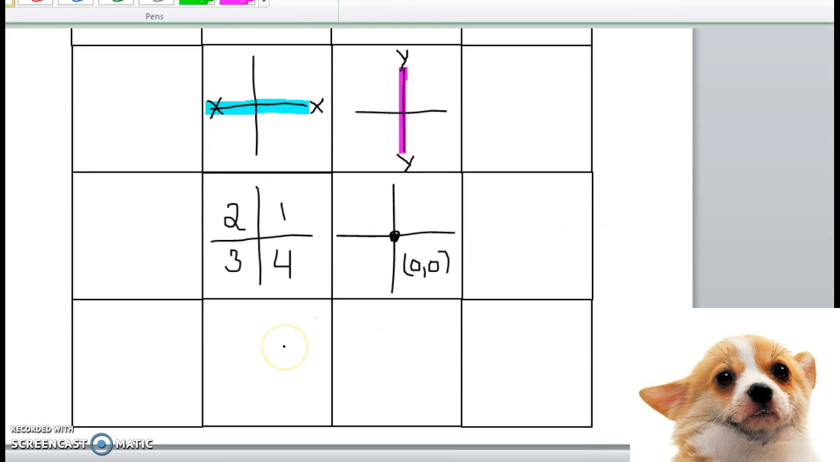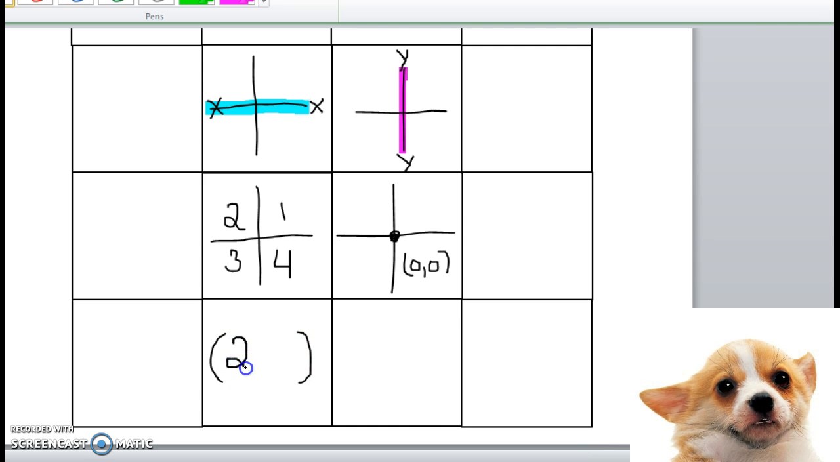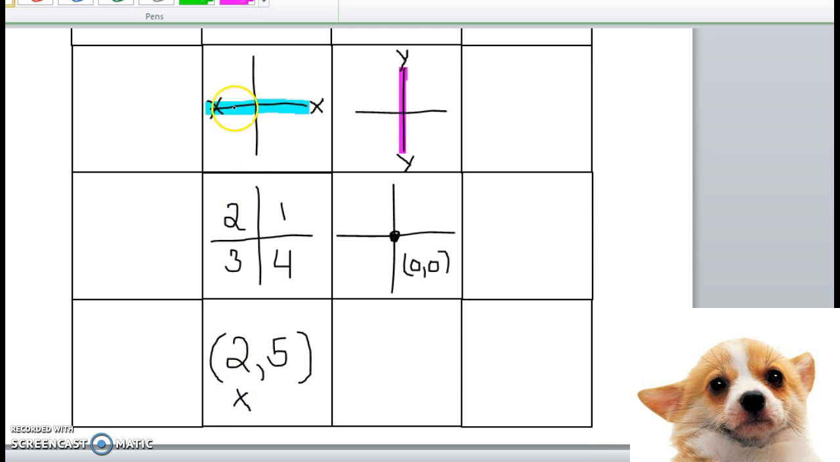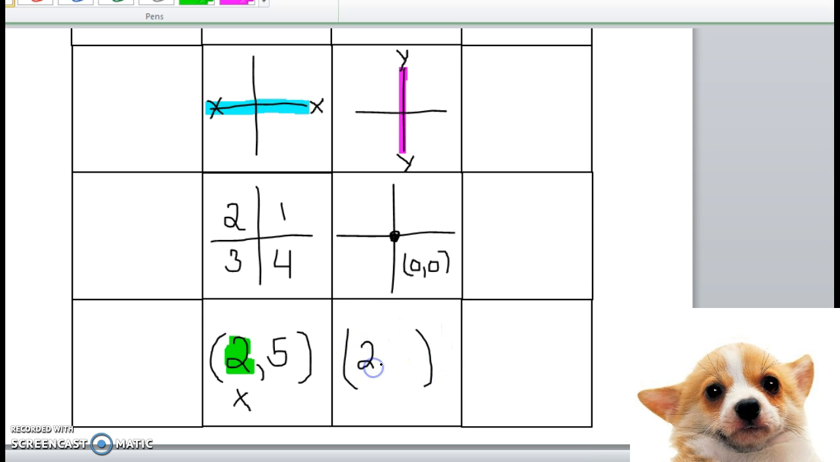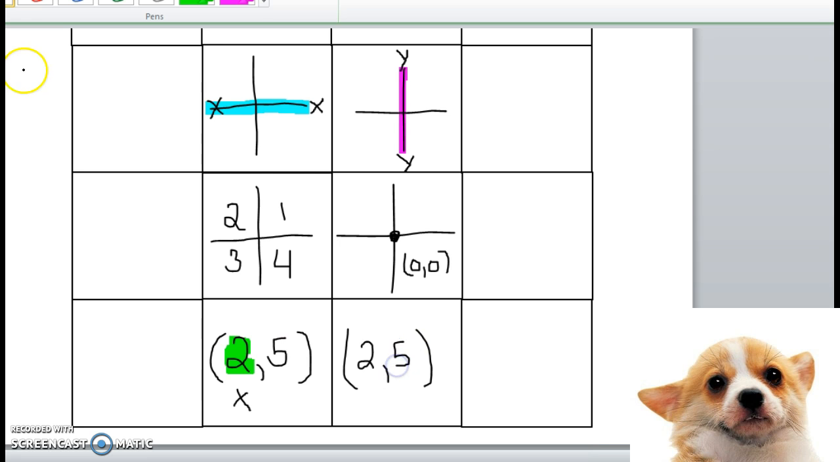So I want you to open the x coordinate tab, all the way at the bottom. We're going to use the same ordered pair, (2, 5). So 2 is my x value. Again, if you have a highlighter, you might want to highlight the 2. Then turn over to your y value tab. And 5 is your y value.